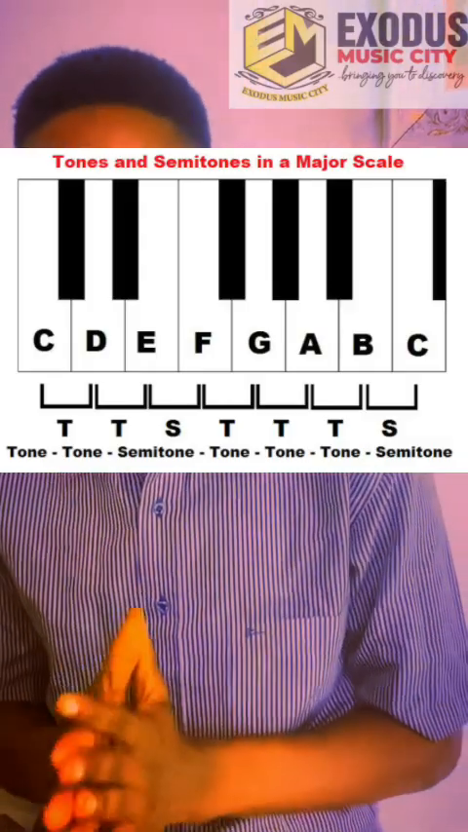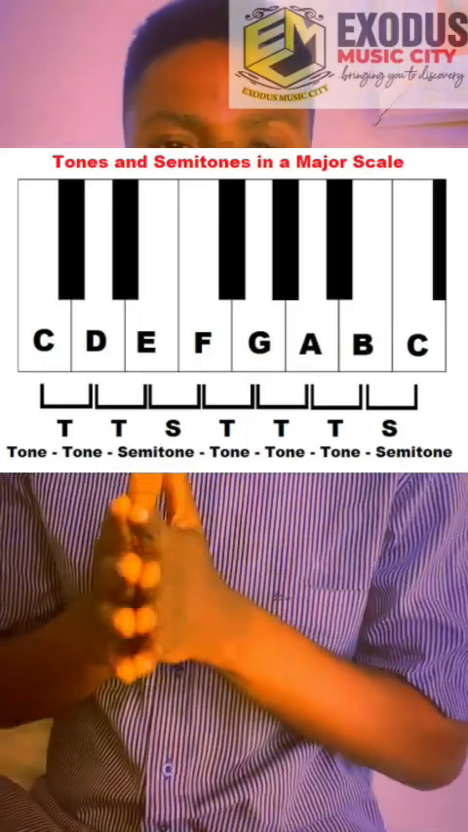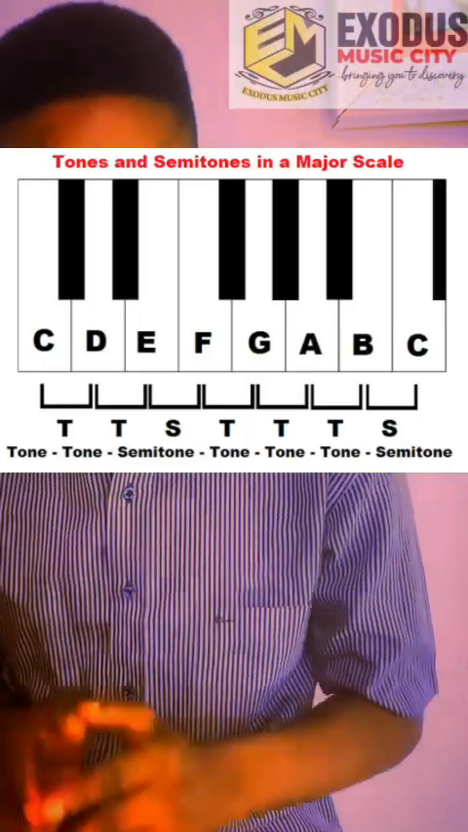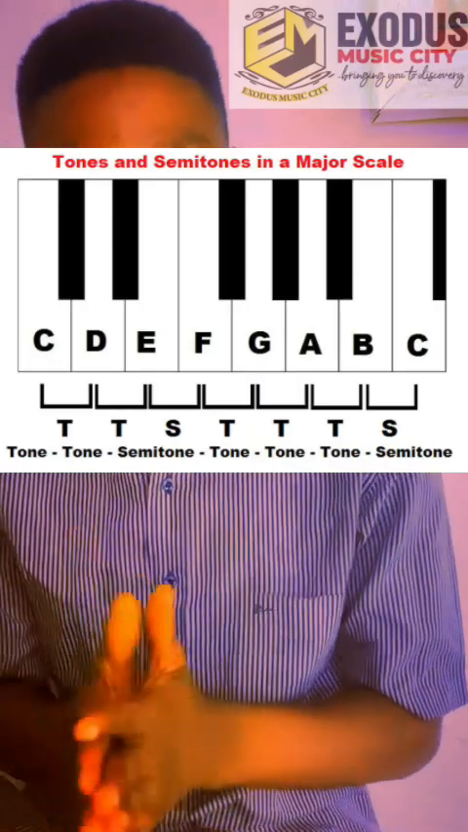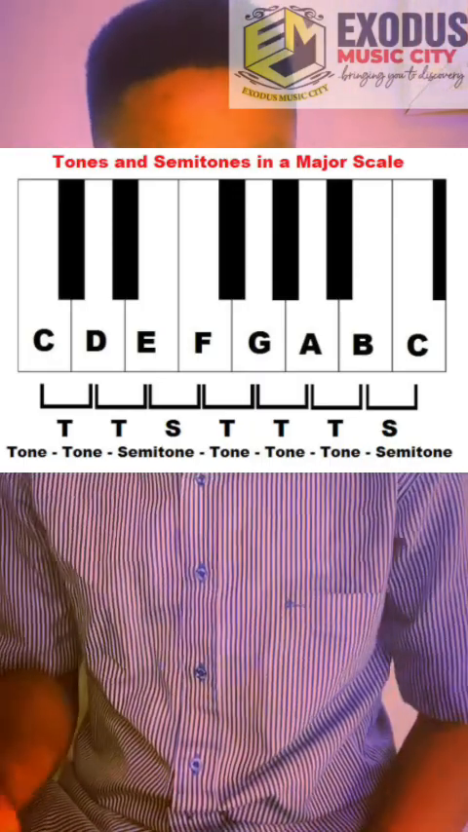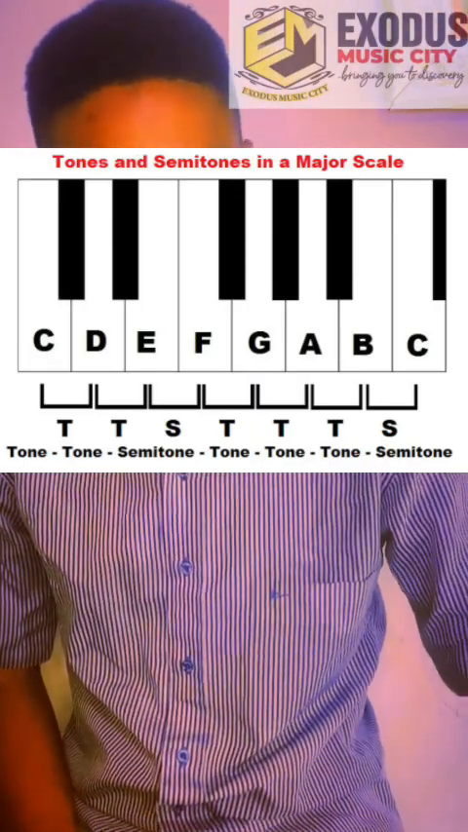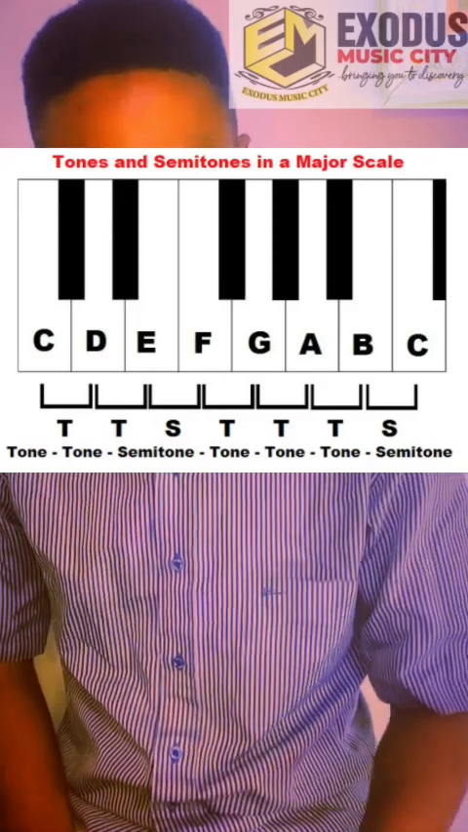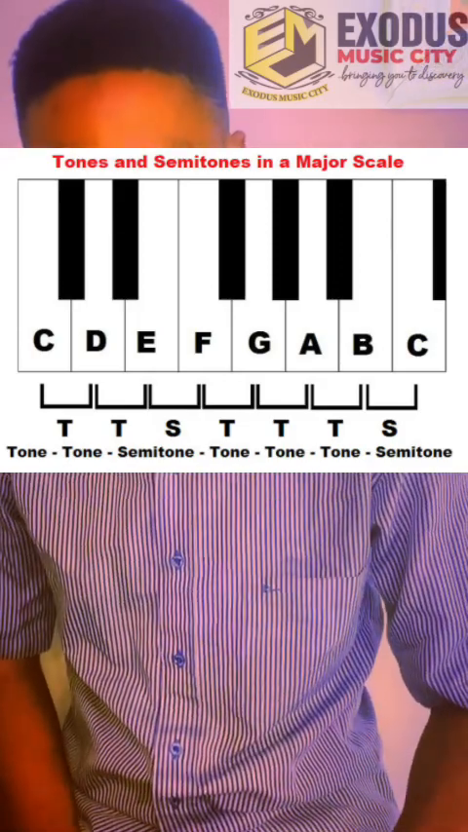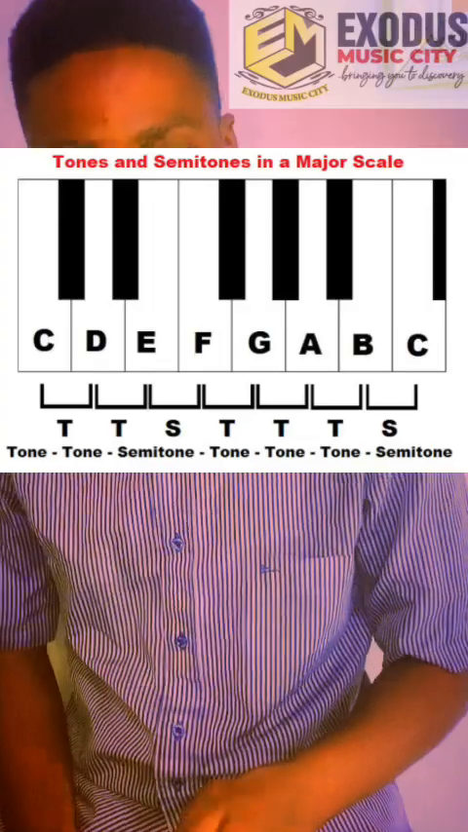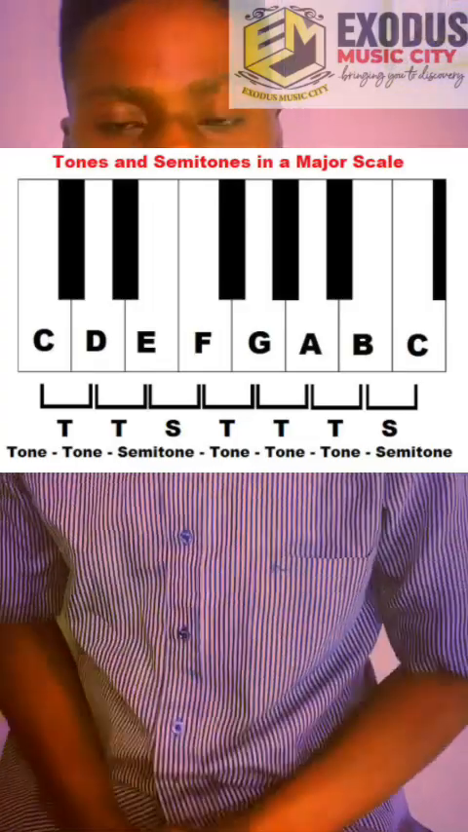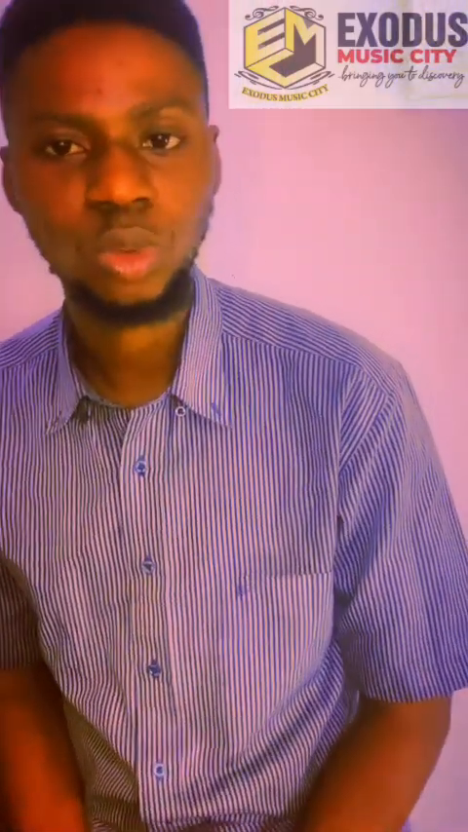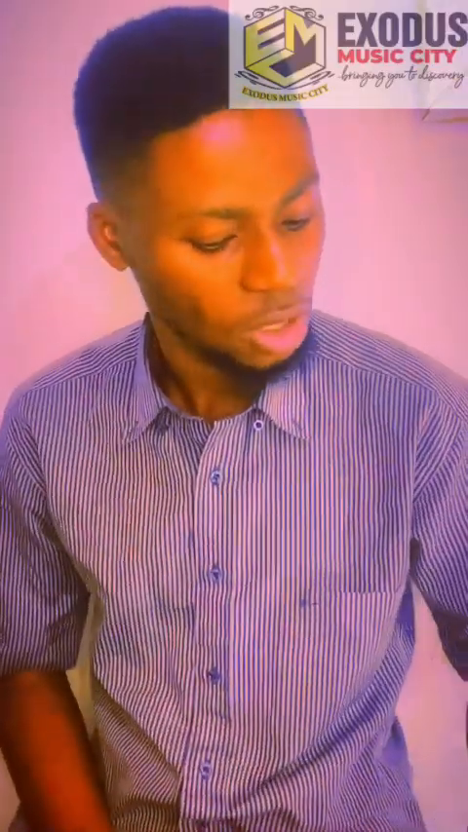So our formula for constructing the major diatonic scale is what? Tone, tone, semitone, tone, tone, tone, semitone. That is whole step, whole step, then half step, whole step, whole step, whole step, and half step. Now let's construct the scale of G.